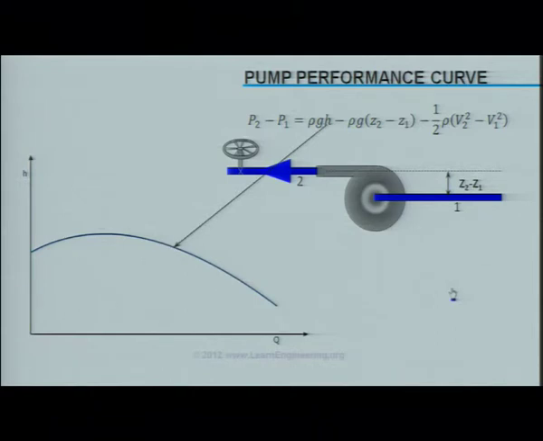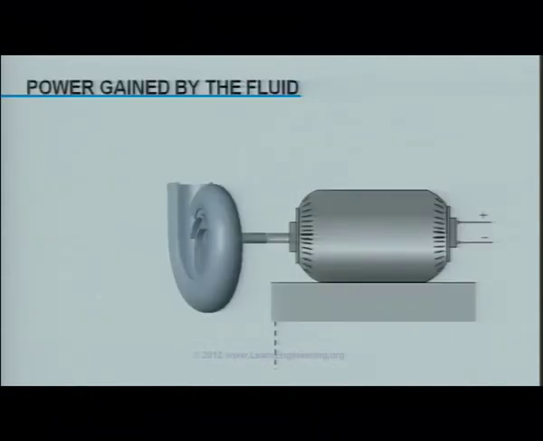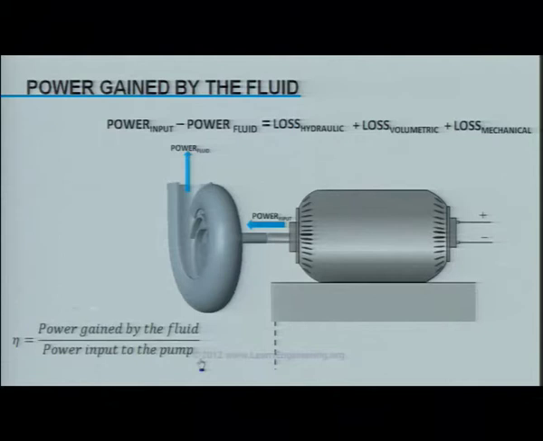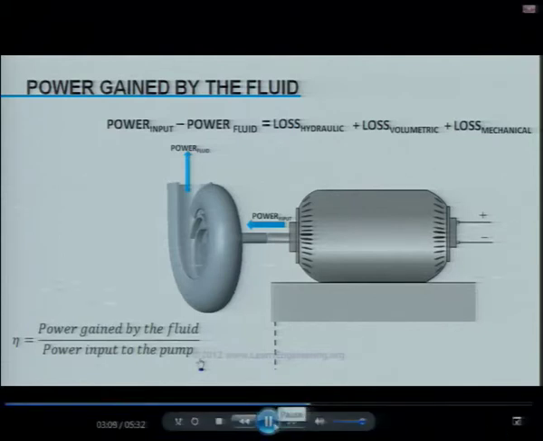Now, we will see how much power fluid is gaining from pump power input, or shaft power. Power gained by the fluid will be lower than the power supplied. One main factor is hydraulic loss, as we discussed. Other factors are volumetric loss and mechanical loss. So, efficiency of a pump can be defined as power gained by fluid by power supplied to the pump. For a typical centrifugal pump, this volumetric loss is basically the leakage.